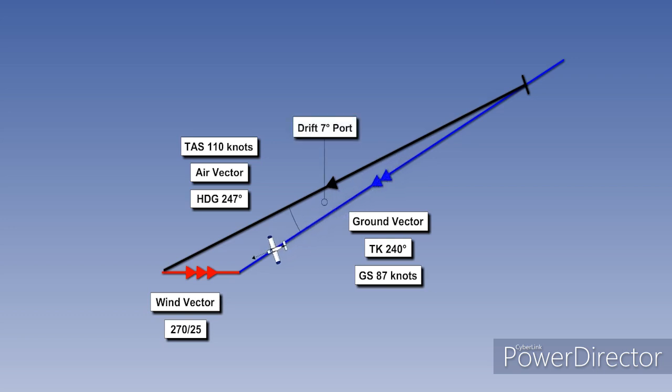The angle between the ground vector and the air vector shows the amount of drift the aircraft is experiencing. In this case, 7 degrees to port. In our diagram, in order to make good its track of 240 degrees true, the aircraft has corrected for that drift by heading 7 degrees into wind, and by flying a heading of 247 degrees true. For this reason, the angle is also known as the wind correction angle.